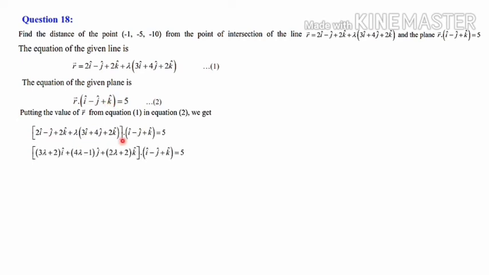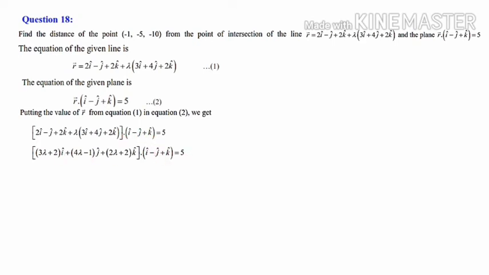So when you take the groups of i cap, j cap and k cap separately, along with i cap there is 3 lambda and 2, so (3 lambda + 2) i cap. Along with j cap there is 4 lambda and minus 1, so (4 lambda - 1) j cap. Along with k cap there is 2 lambda and plus 2, so (2 lambda + 2) k cap. Grouping is over. Dot (i cap - j cap + k cap) = 5.